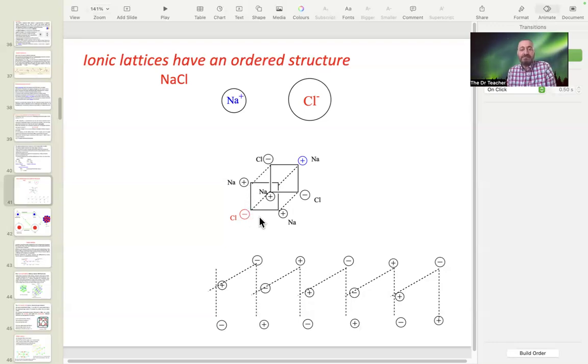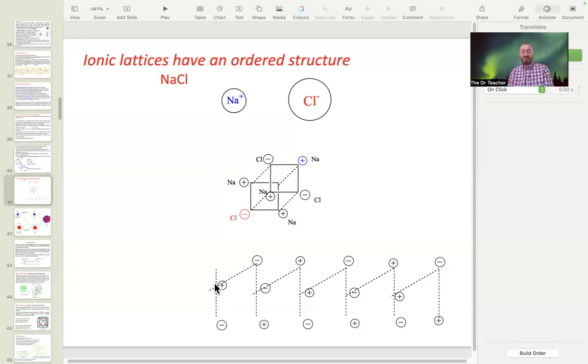As I can count here, 1, 2, 3, 4, 4 sodium, and we have 1, 2, 3, and where's the number 4? The chlorine should be there. So 4 by 4, and it's repeated in another crystal beside it. And you can see the lattice is like that.